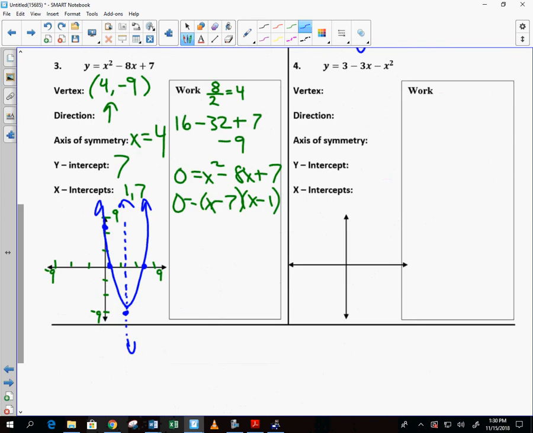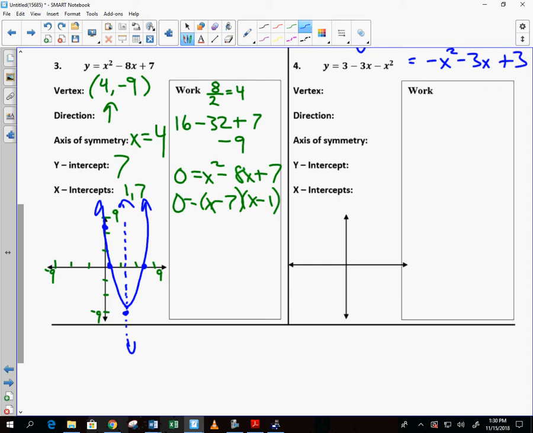Let's try this one. Vertex together. Last example, then you guys could start working. What's different about this one? It's not in order. Let's write it in order. Negative x squared minus 3x positive 3. Is that better?